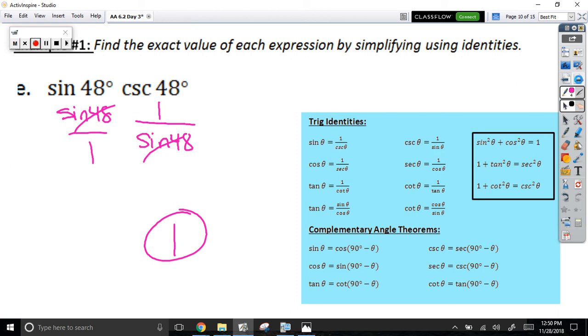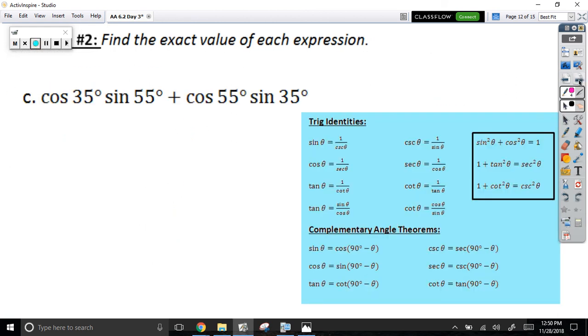Alright, I said we'll skip over A and B here. Go to C. What do we notice as a problem to start off? Angles don't match. Again, you want to convert either the 35s all to 55s or the 55s to 35s, doesn't matter. Let's do the 35s, just because they came first. So again, we go to our formulas for complementary angles. Cosine is equal to sine of 90 minus that number. So this will be equal to sine of 55.